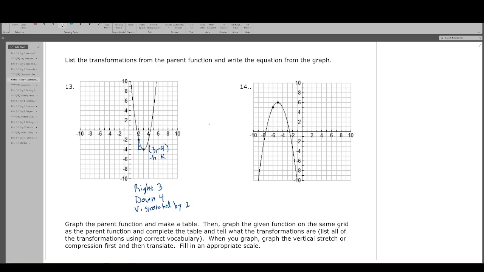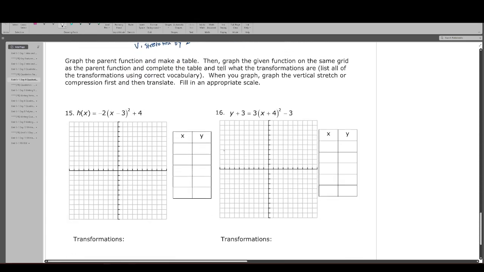We also have 3 changes on this one because this one has no stretch, but it does have a reflection. So this one has a vertical reflection. It has a shift left. We went from the origin to -5, so it went left 5, and it went up 6. And then if we wanted to write that into an equation, we would just use those 3 and write it in vertex form. Okay, that's where we'll stop there.